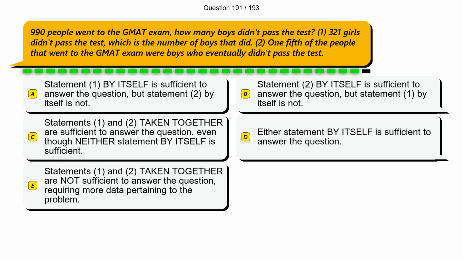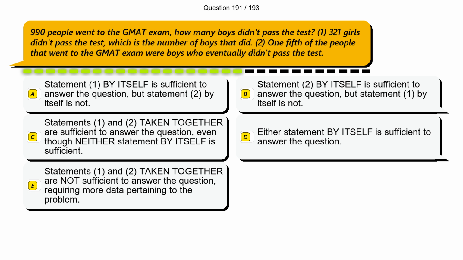Question 191. 990 people went to the GMAT exam. How many boys didn't pass the test? 1. 321 girls didn't pass the test, which is the number of boys that did. 2. 1/5 of the people that went to the GMAT exam were boys who eventually didn't pass the test.